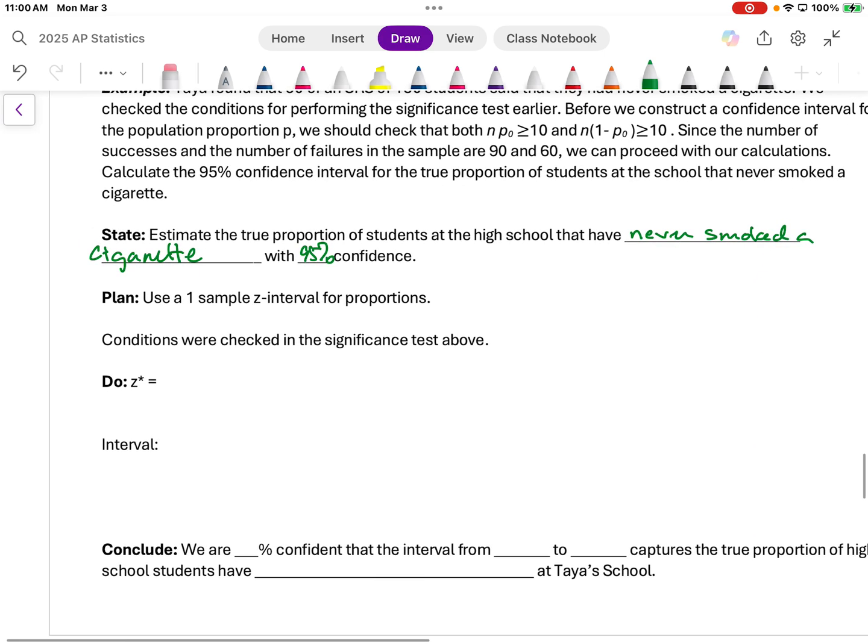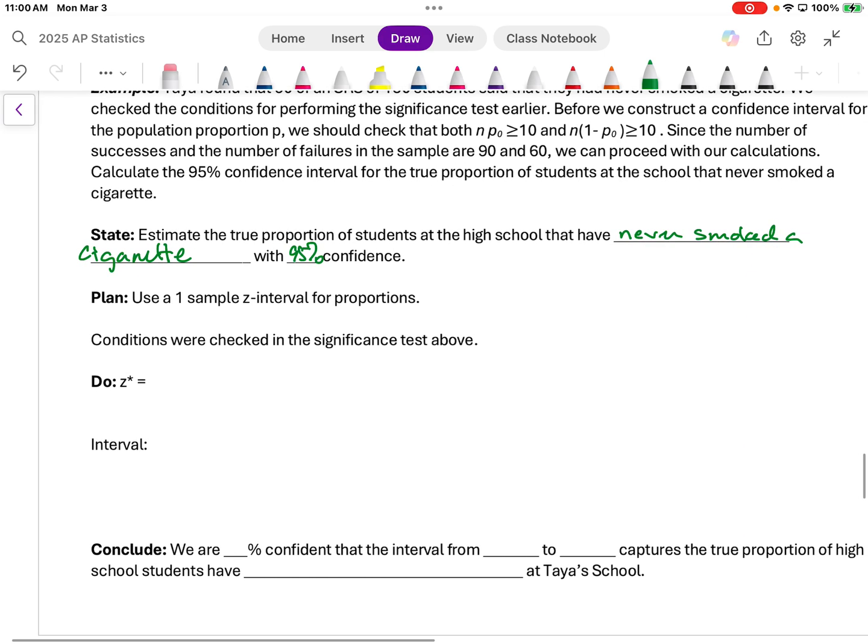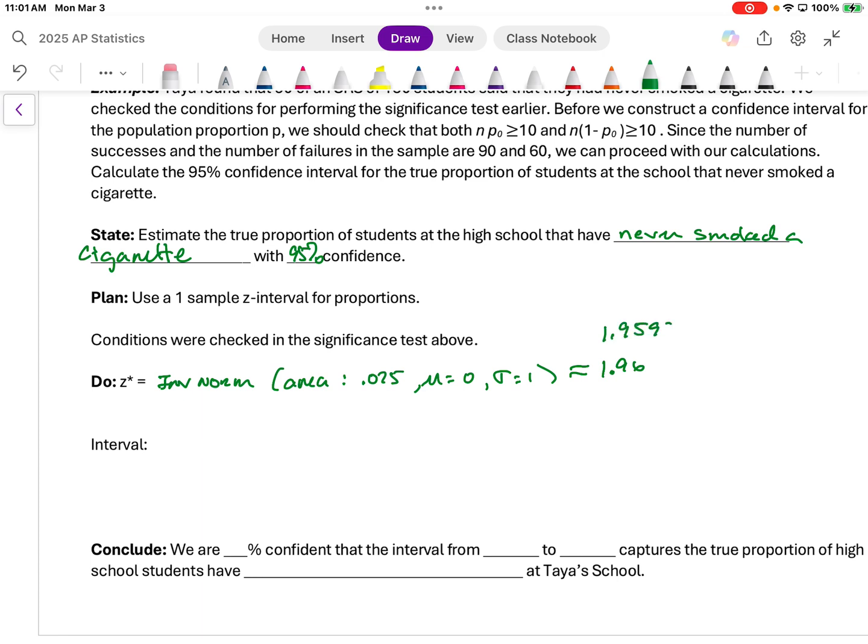So what is our Z star? We've got to do an inverse norm. Our area is 0.025, our mean is 0, our standard deviation is 1, which gives us about a 1.96. We know on the calculator inverse norm it's 1.9599, and so on. But again, if we went to the Z table, that's what we'd be using.